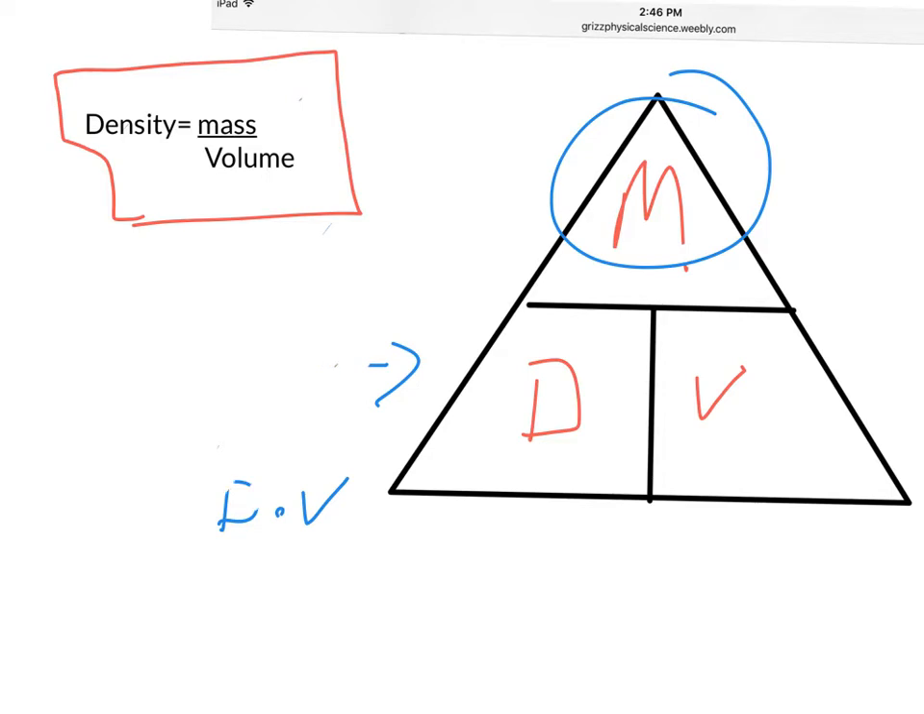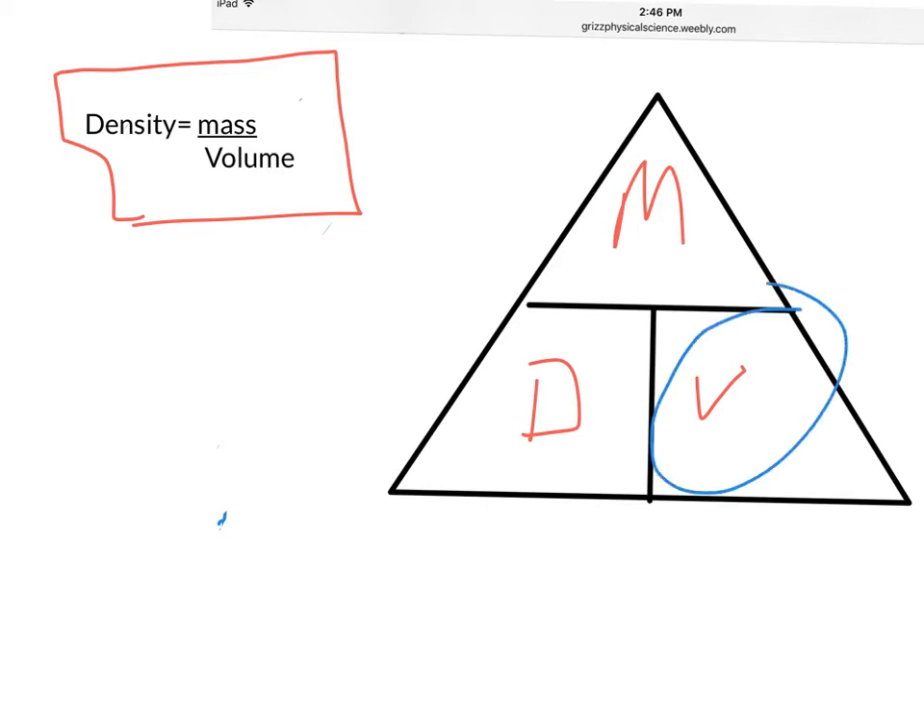Now, if I'm looking for volume, what are some of the units for volume? Remember that volume can be liters, it can be milliliters. If you're looking for volume, you're going to cover the V with your fingers, and your formula is going to be mass divided by density.